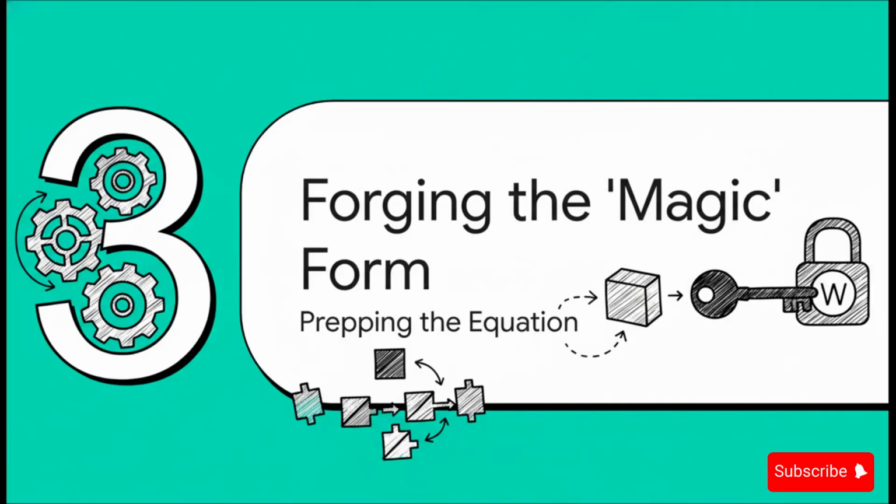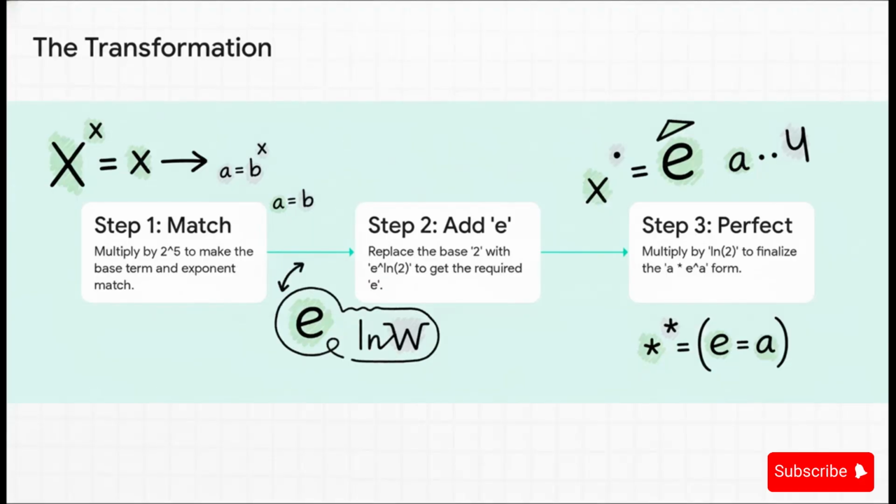All right, so our mission, should we choose to accept it, is clear. We're going to take our equation, the one that got us stuck, and we are going to meticulously reshape it step by step until it becomes that perfect a times e to the a form. Now, this whole forging process is going to happen in 3 big steps.